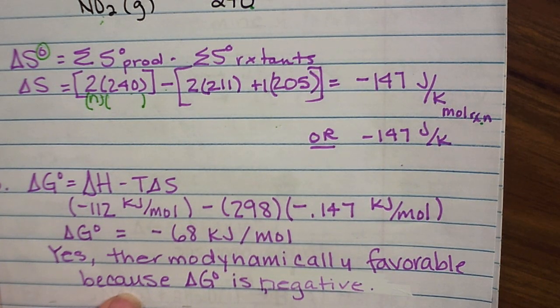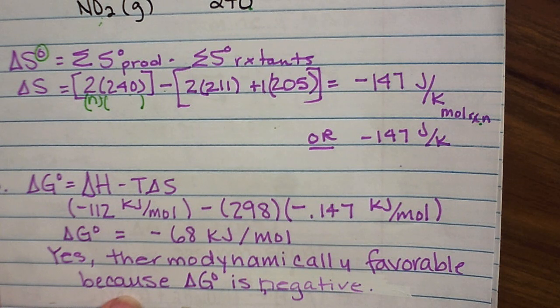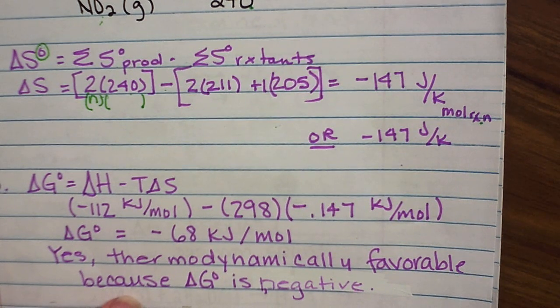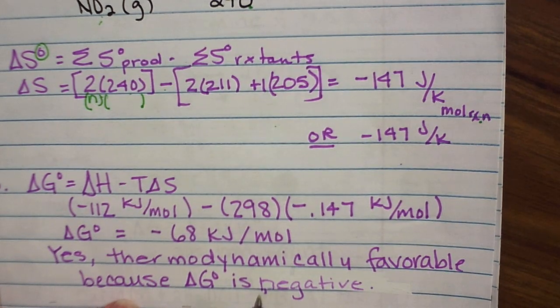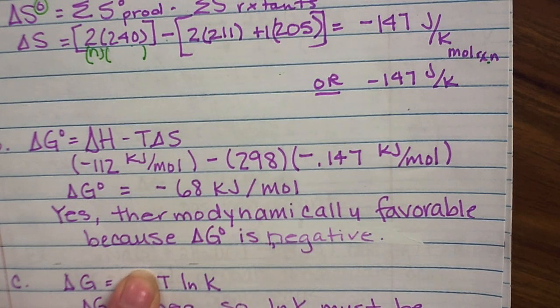If delta G is spontaneous, it's exothermic. That is good. Exothermic is good. It means there's extra energy being put out into the world. If it's endothermic, it means that the reaction needs energy to be put into it. That's bad. That reaction's not going to go unless you put it on a burner. Okay? Is this helping?